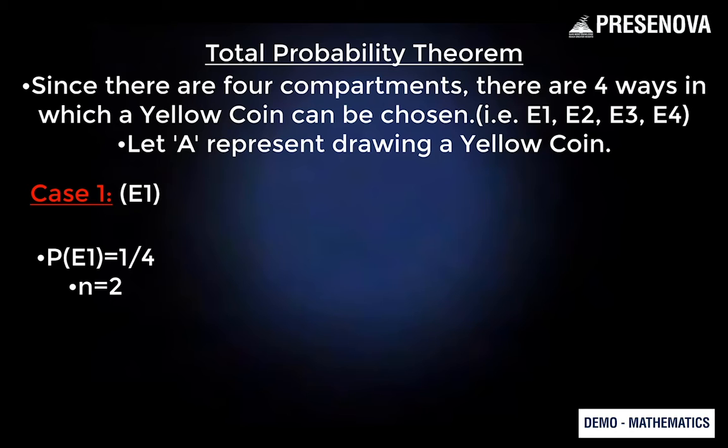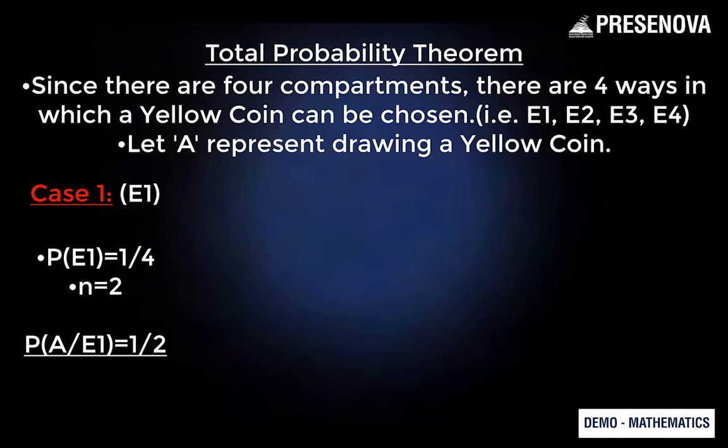The probability of choosing a yellow coin out of the 2 coins in compartment 1 is given by P of A given E1, which is equal to 1 by 2. Here, the numerator 1 represents the number of yellow coins in the compartment and the denominator 2 represents the total number of coins in the compartment.